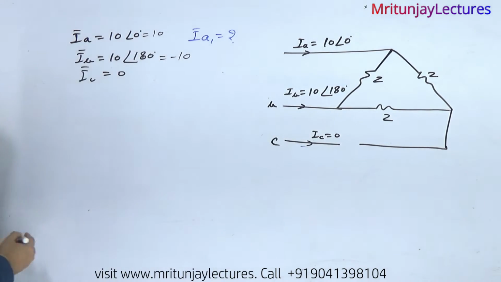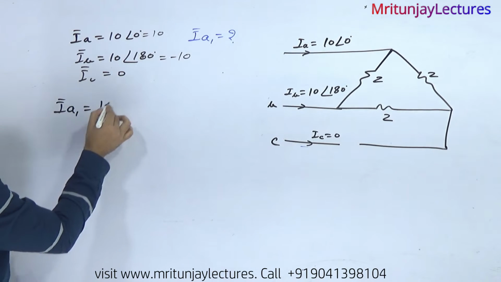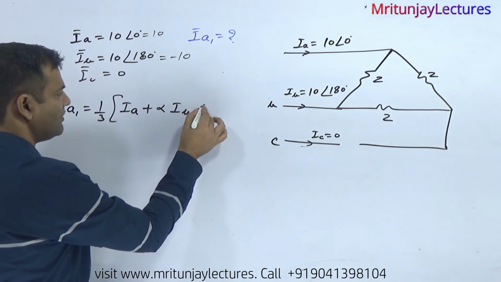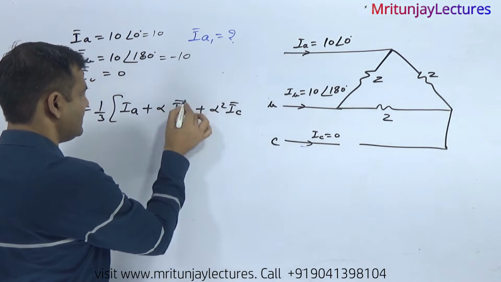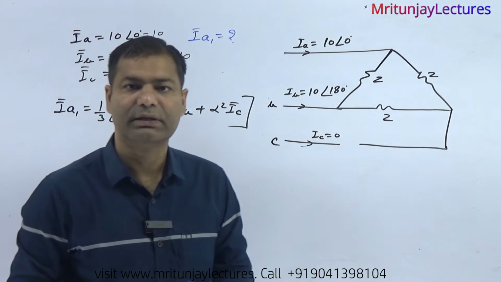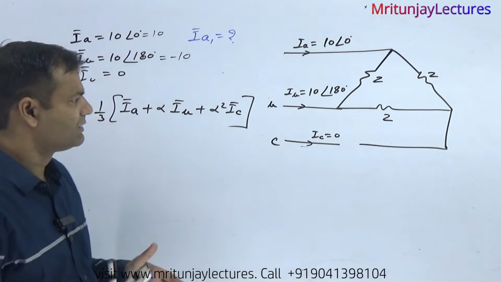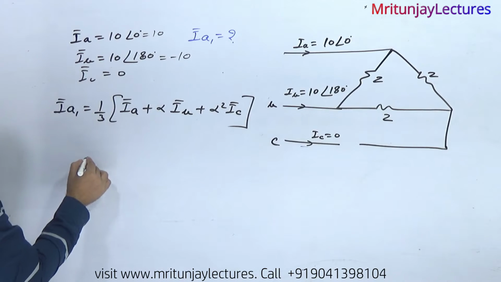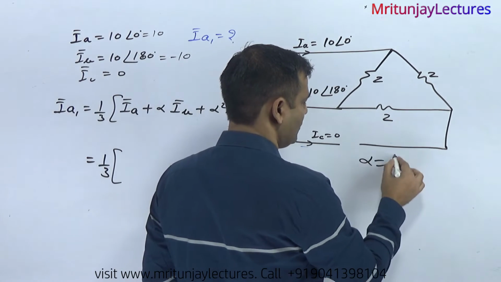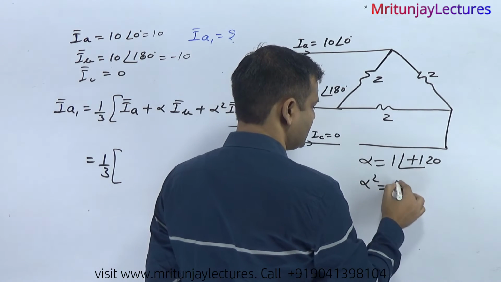Now I know IA1 in terms of IA, IB, IC. IA plus alpha IB plus alpha square IC is the relation between the phase currents and the positive sequence current component. That is phase current IA, IB, IC. I have already discussed how to get it. So 1 by 3. And what about alpha? Alpha is 1 at the angle 120. Alpha square is 1 at the angle minus 120.